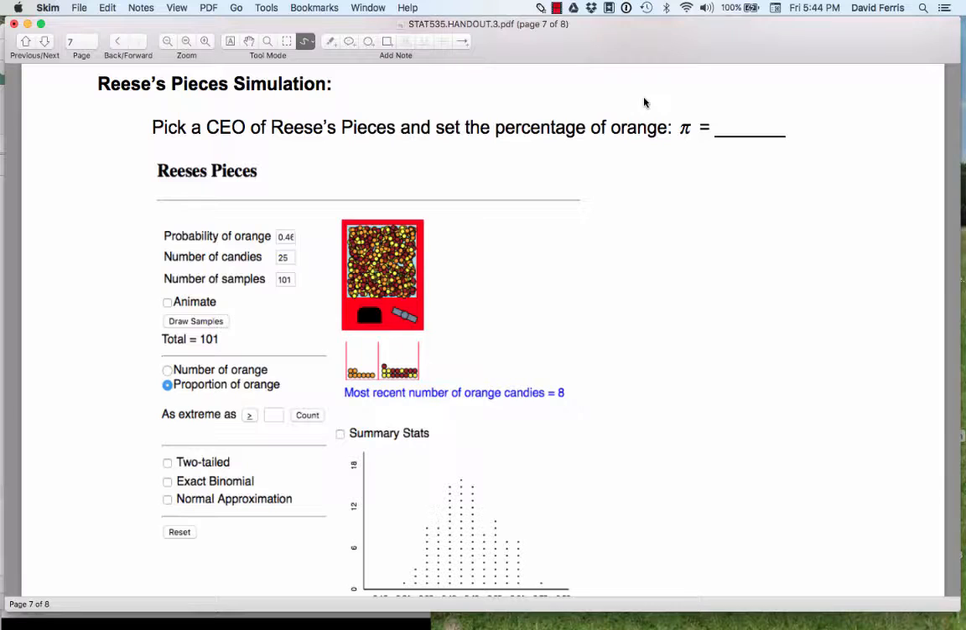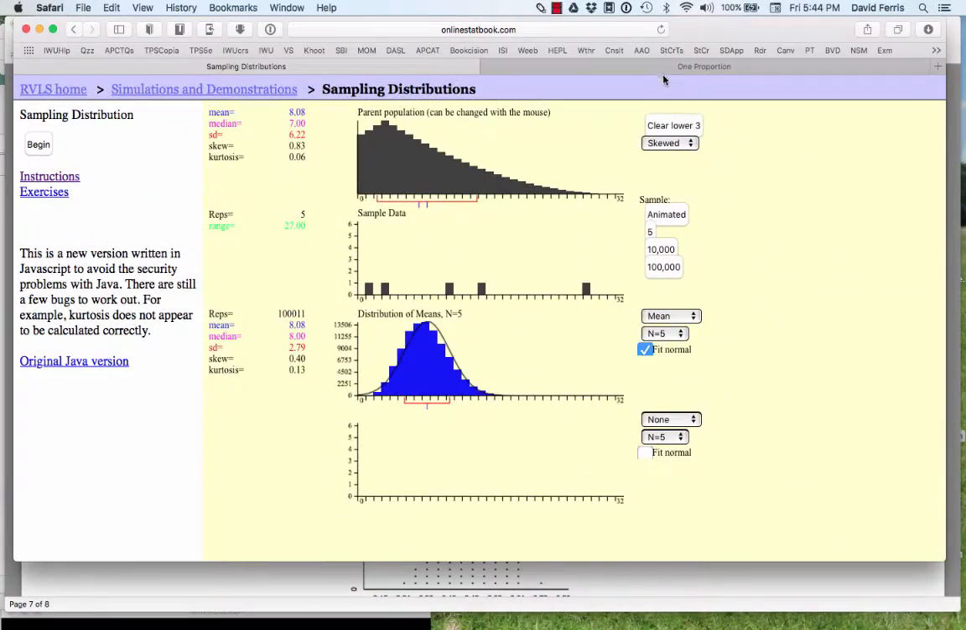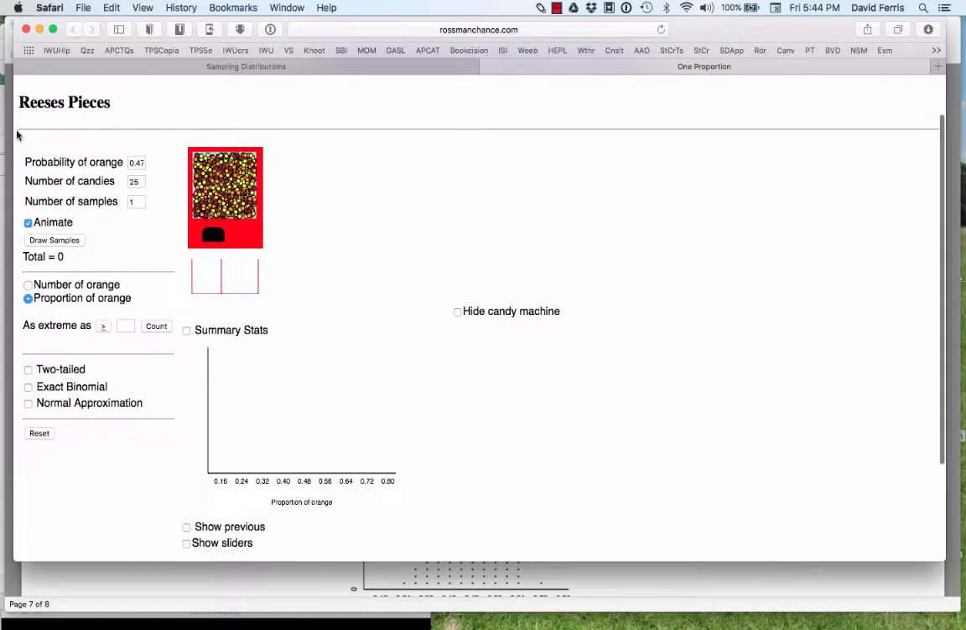So now let's say we picked a person in the room to be the Reese's Pieces CEO, and they declared tonight that from now on there will be 47% orange Reese's Pieces. What would happen if we sampled from the population of all Reese's Pieces, and we made the population proportion 47%, and we did sampling just like we did in that other simulation?